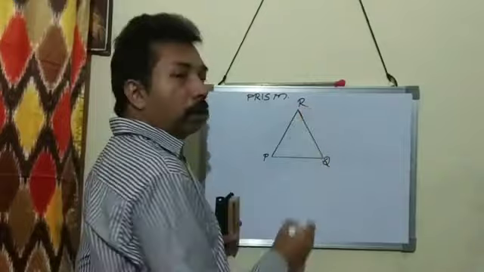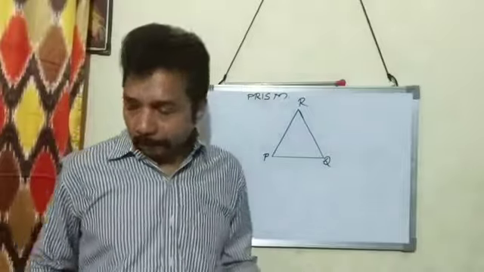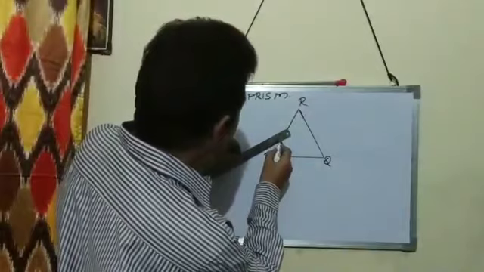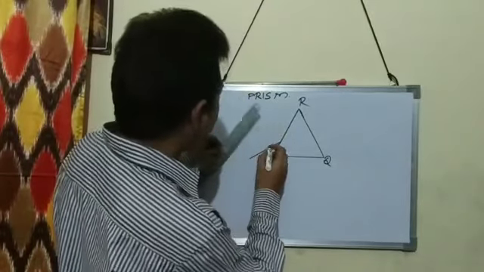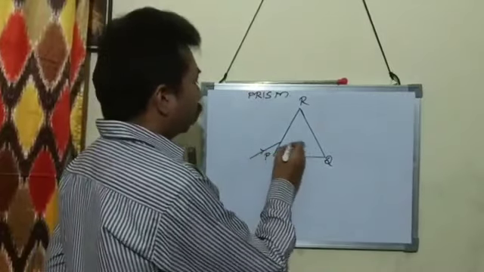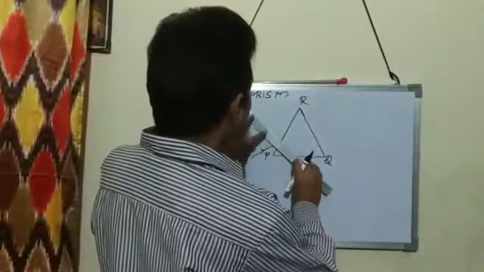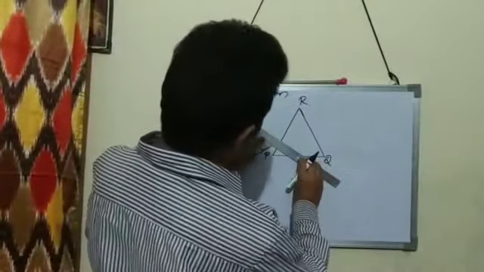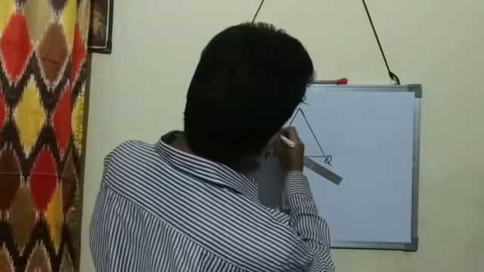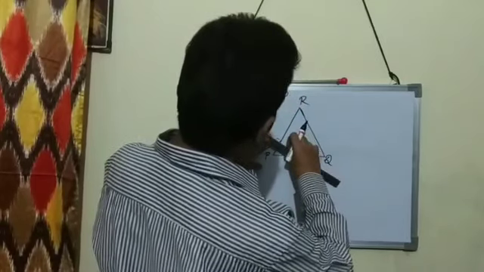PQR is the principal section of the prism. Now I draw an incident ray. So this is the incident ray. Then I draw a normal to the point of incidence. So this is the normal.